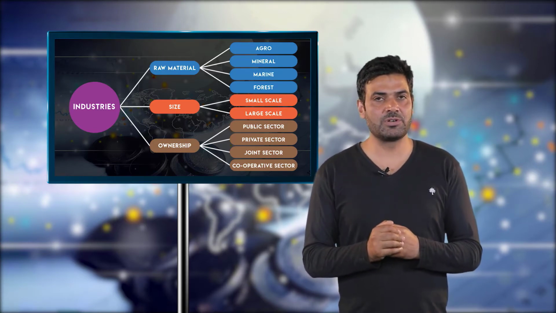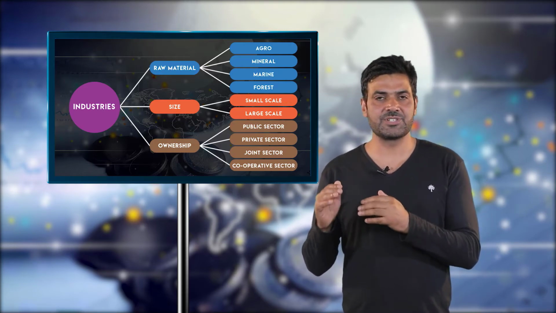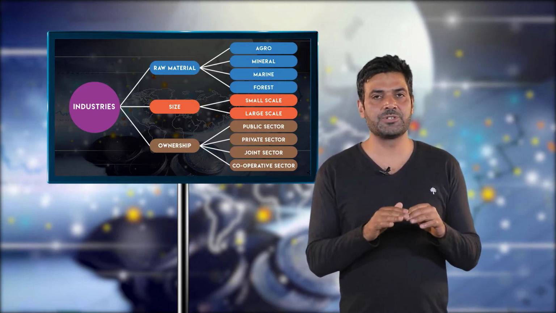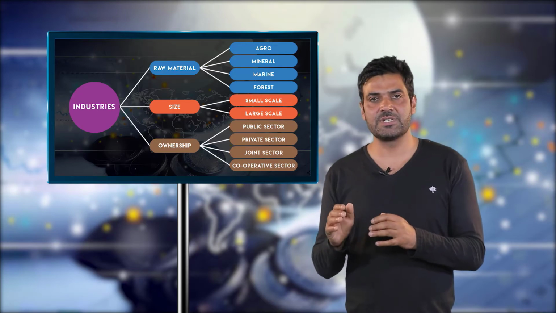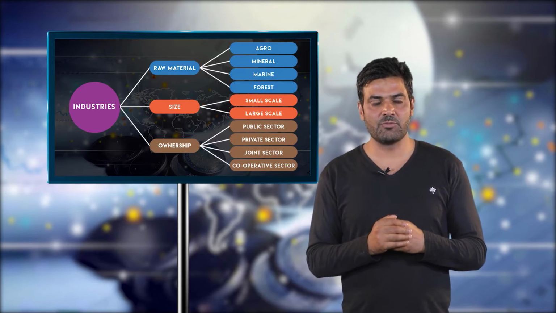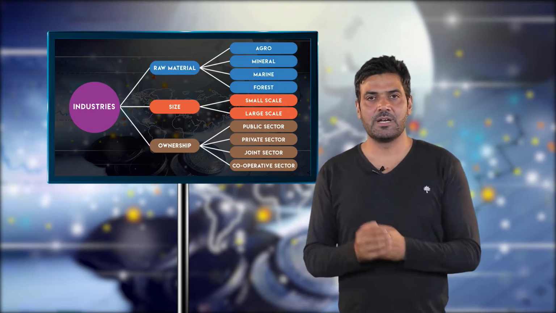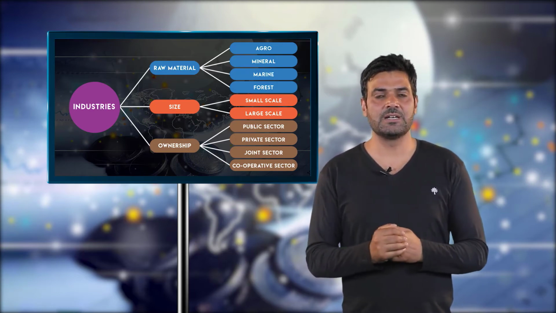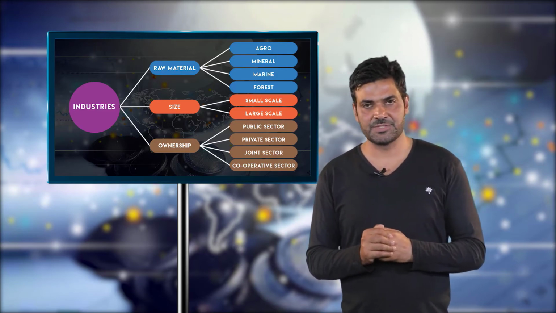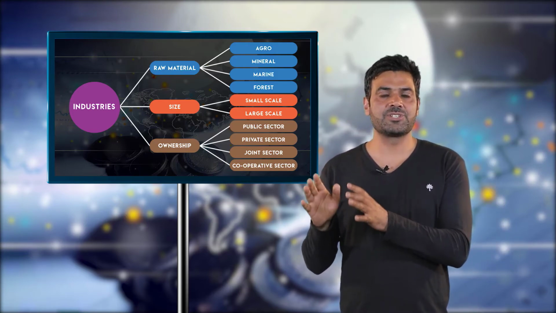Coming to the fourth type of industry based on raw material, it is the forest-based industries. As the name suggests, forest-based industries use forest produce as raw material. We have industries like furniture production, so that's a forest-based industry. We have the pulp and paper mill, so that's also a forest-based industry, and we have so many other forest-based industries around.